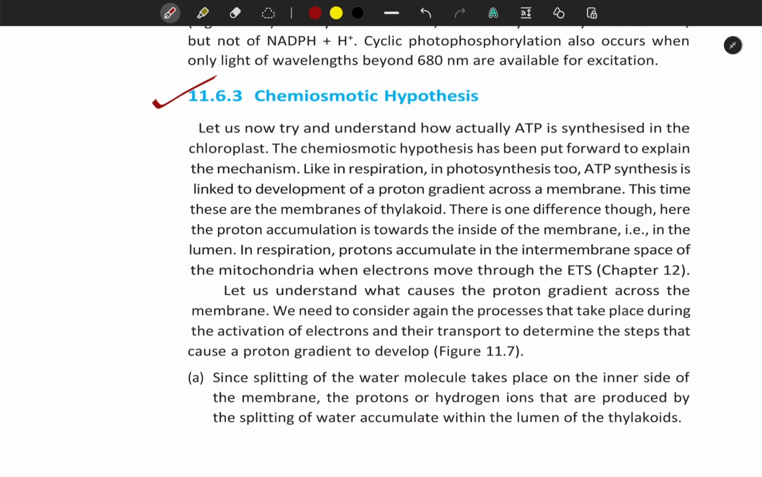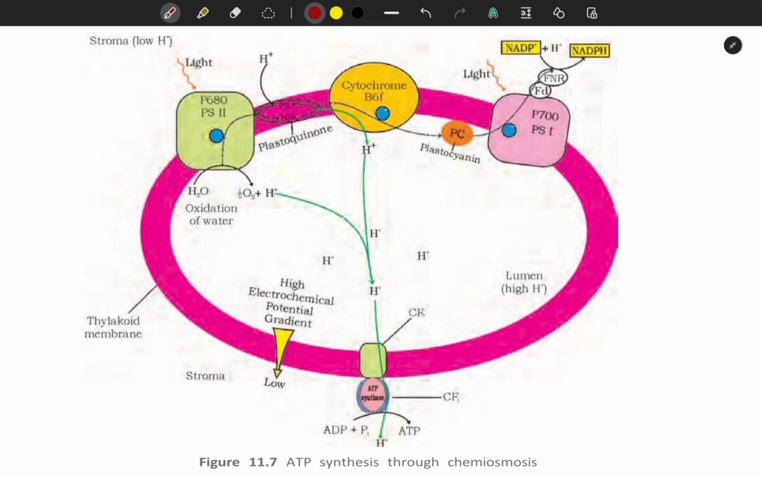Let us understand what causes the proton gradient across the membrane. We need to consider again the processes that take place during the activation of electrons and their transport to determine the steps that cause a proton gradient to develop. A. Since splitting of the water molecule takes place on the inner side of the membrane, the protons or hydrogen ions that are produced by the splitting of water accumulate within the lumen of the thylakoids. Figure 11.7 shows ATP synthesis through chemiosmosis.